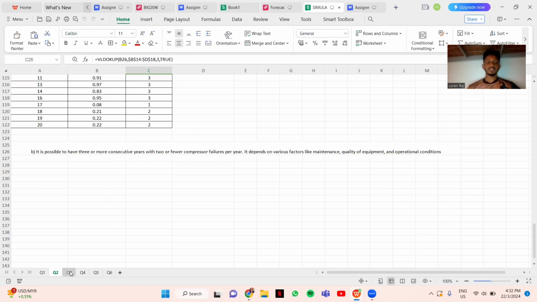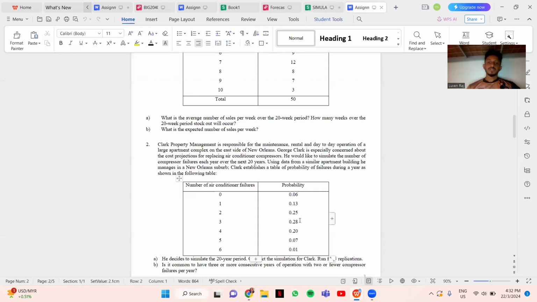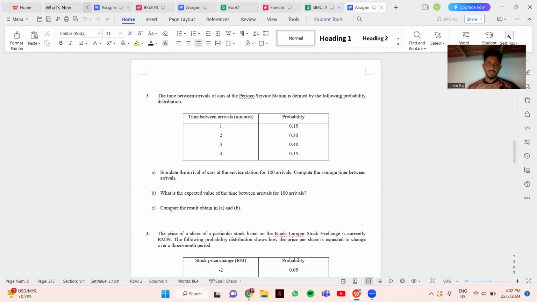So moving on to question 3. Take a look at question 3 first. In question 3, the time between arrivals and the probability have already been given.